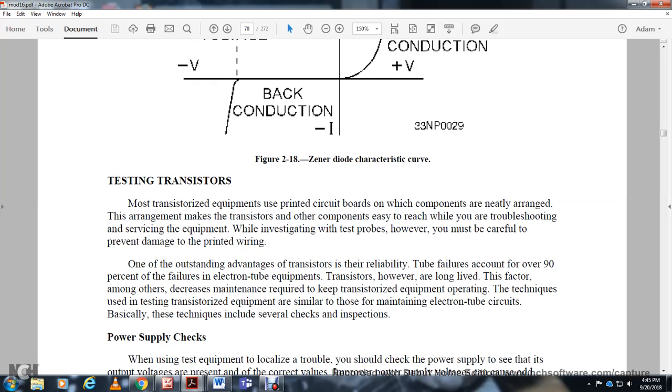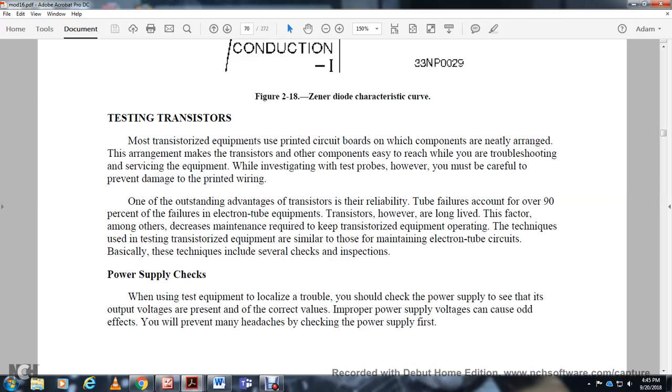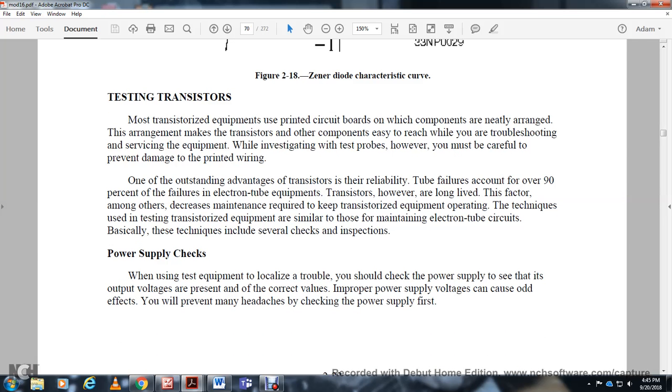Most transistor equipment uses a printed circuit board with the components neatly arranged, making it easy to reach the transistors and other components while troubleshooting the equipment. Be careful when testing, to prevent damage to the printed wiring. One outstanding advantage of transistors is that tube failures account for over 90% of electron tube equipment failures, while transistor elements have long lives in the factory environment.